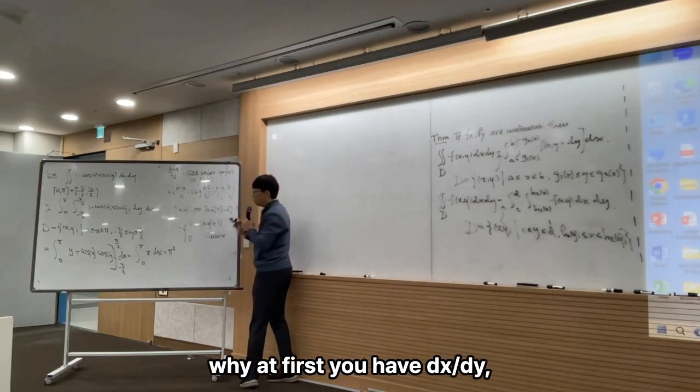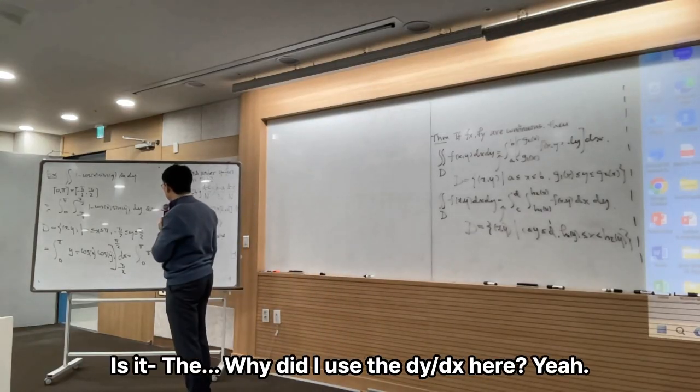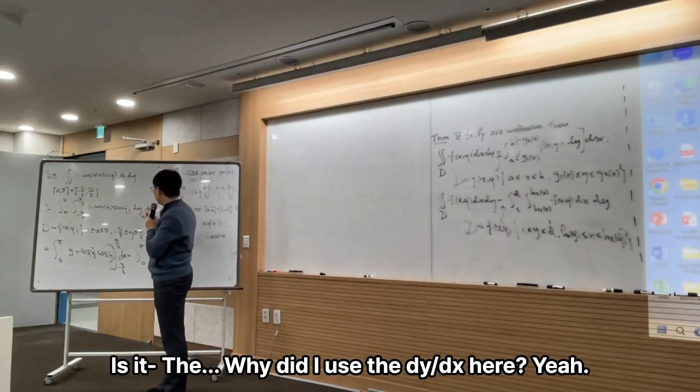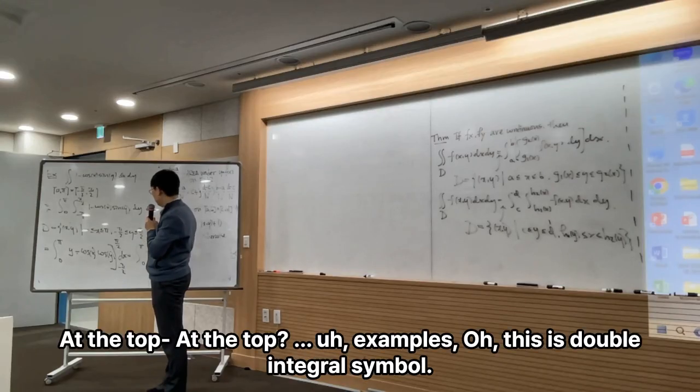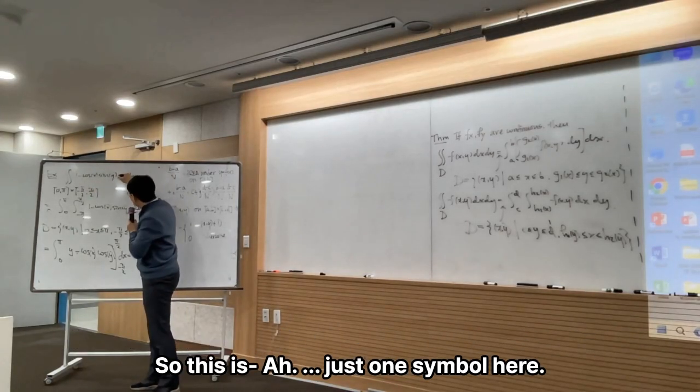Can I ask, why first we have dx dy and then we have dy dx? Why did I use the dy dx here? At the top, for example, it's dx, this is dy. The double integral symbol is just one symbol here.